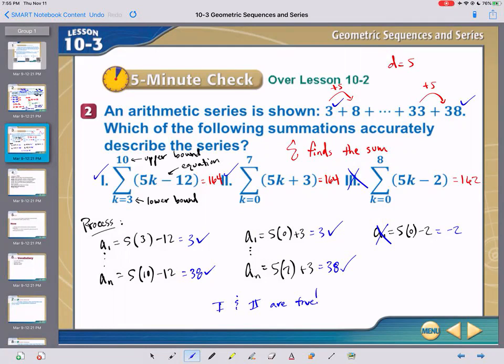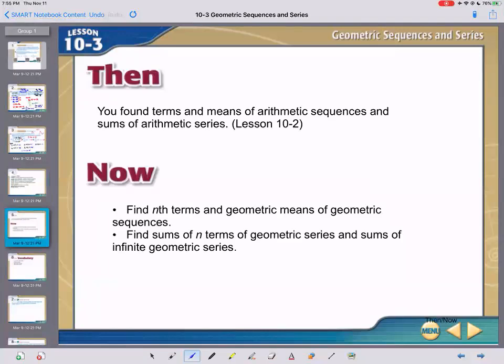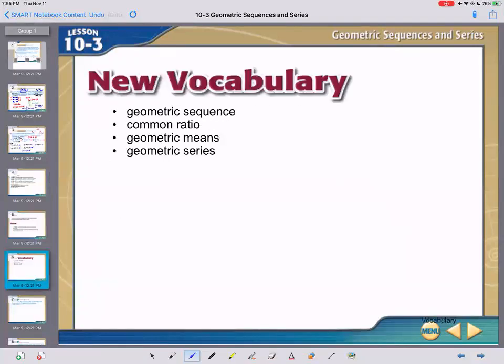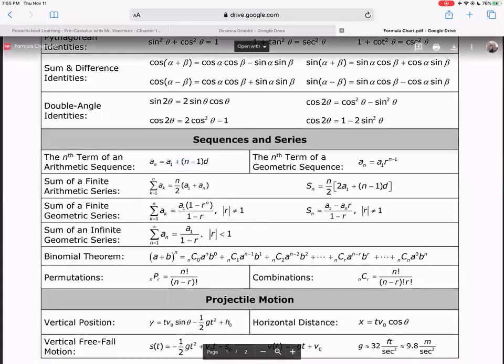All right, so that was a review of lesson 10.1 and 10.2. Now let's take a look at lesson 10.3, geometric sequences and series. The first thing that's different is we have a different formula. Going over the formula chart, the formula we're going to use today is shown here.